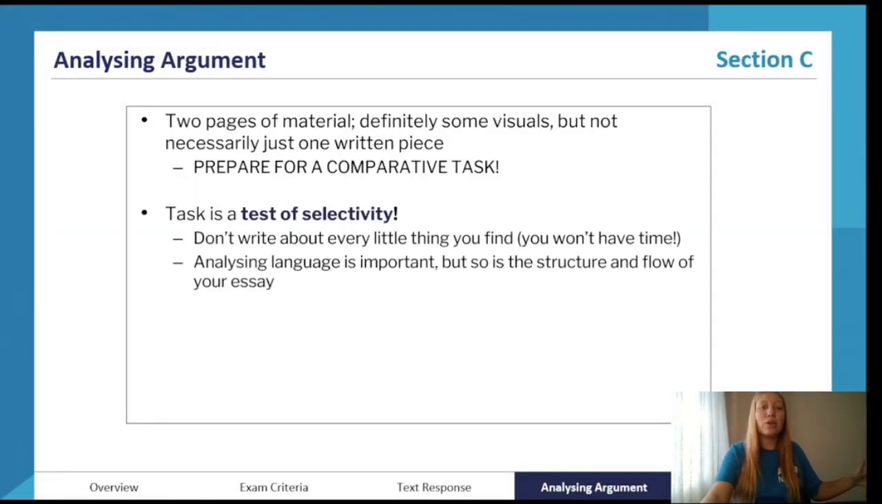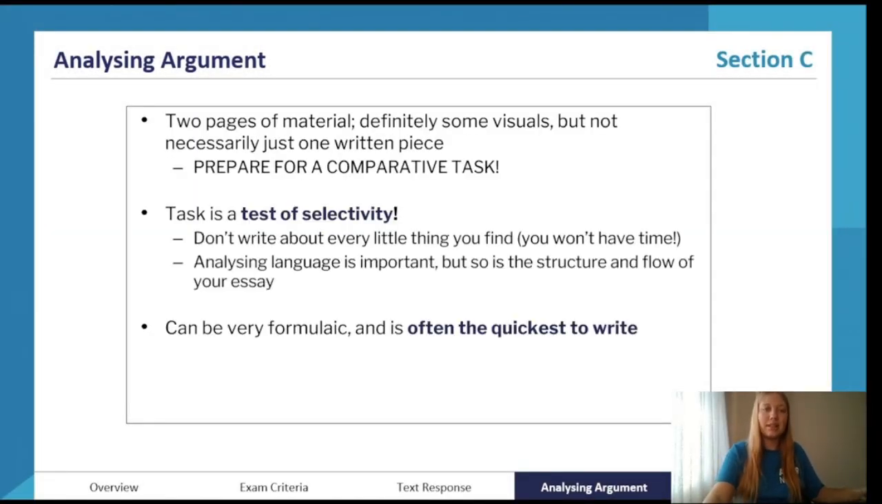Visual analysis, and look at a practice example of it in a second. So what to know about section C and how it looks on the year 12 exam. It's 2 pages of material. Definitely some visuals, expect at least 1 to 2 images, of course, but not necessarily just one piece.